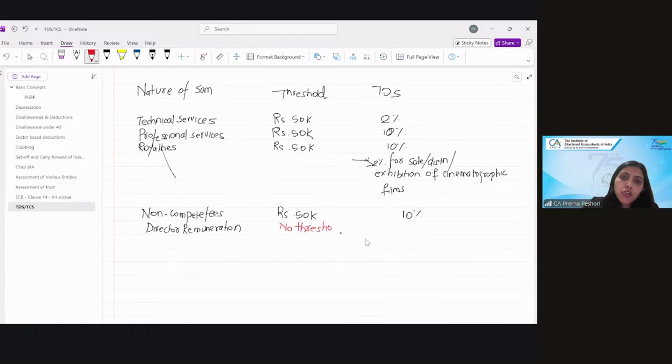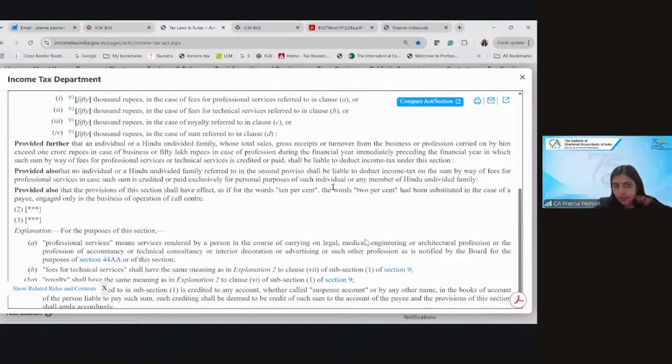There is no threshold for the director remuneration. Therefore, from 1 rupee, the TDS under 10% applies. Are we clear? Yes or no?